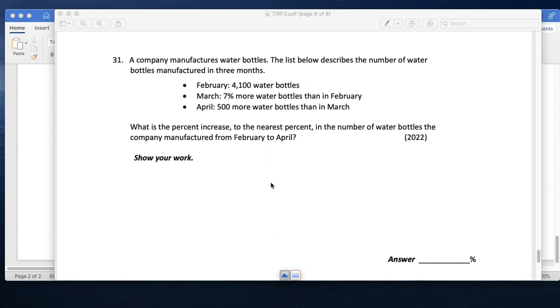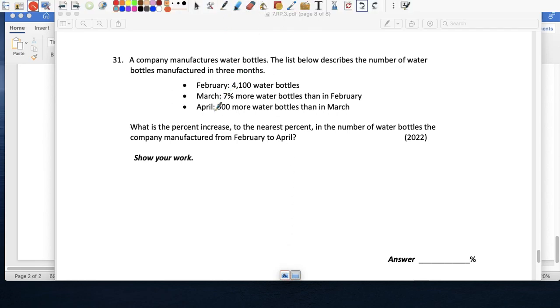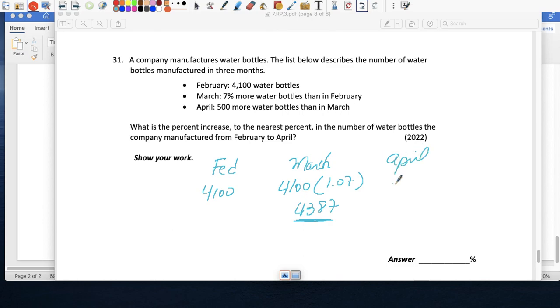And this one, another percent question, percent of increase. February, 4,100 bottles. March, 7% more. So just like the previous problem, 7% more would be 4,100 times 1.07, which gives you 4,387. It has to be more. This value has to be more. And then in April, that's 500 more bottles.